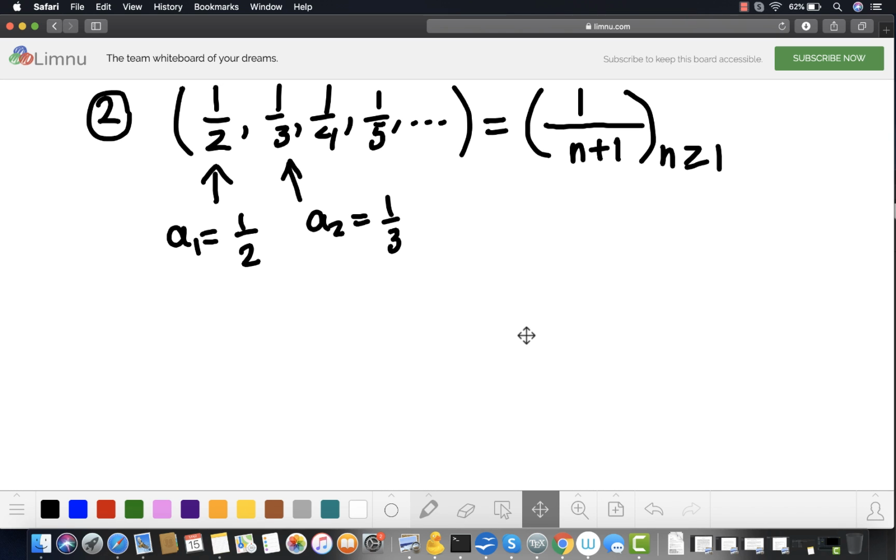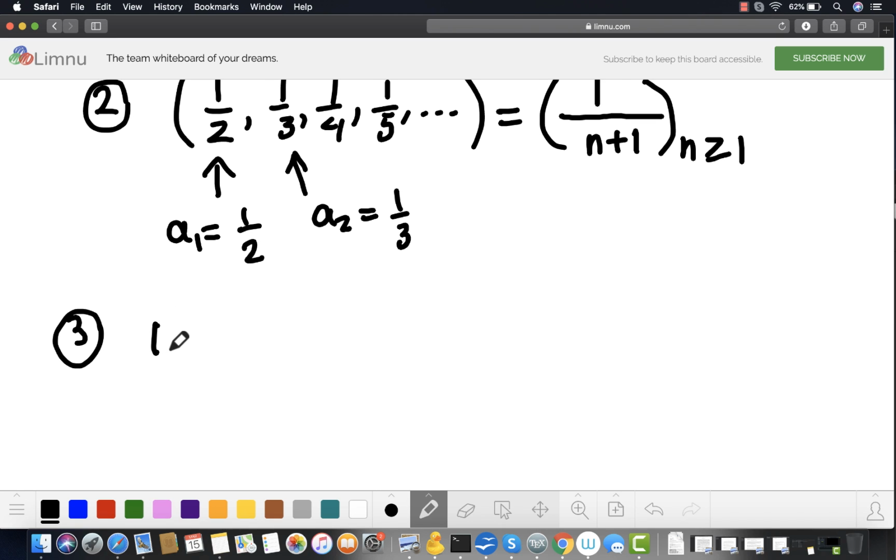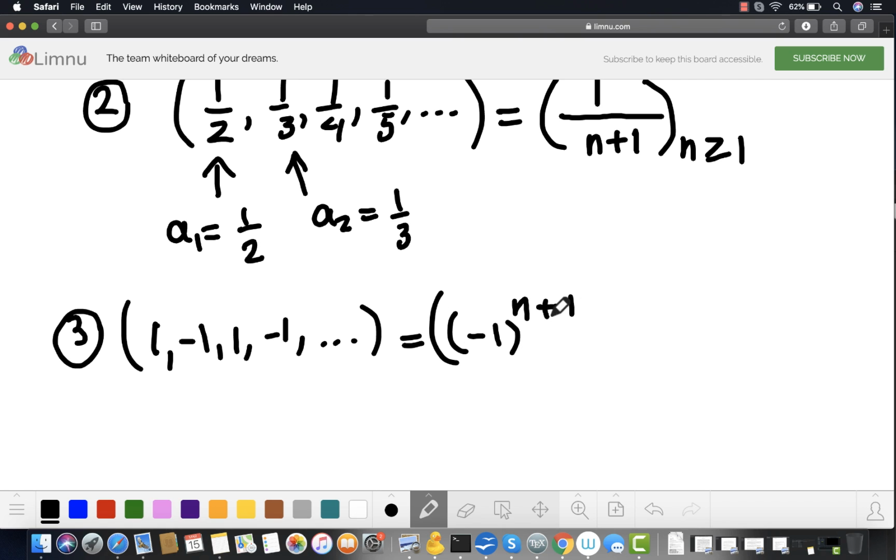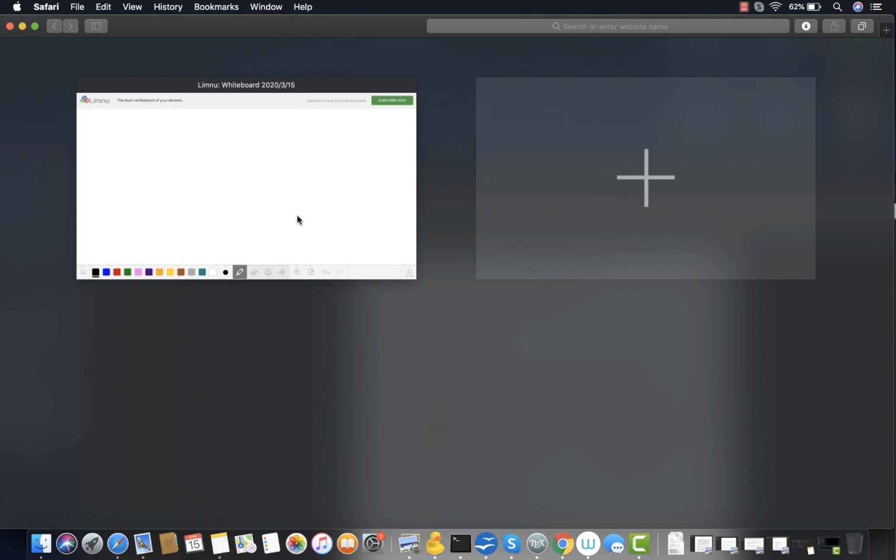Let's write down the third one. Oops, sorry. Just go back. So the sequence was 1, minus 1, 1, minus 1. And if you look at this sequence, then we can describe this as minus 1 to the power of n plus 1. That's going to be my formula for my nth term. Okay, great.